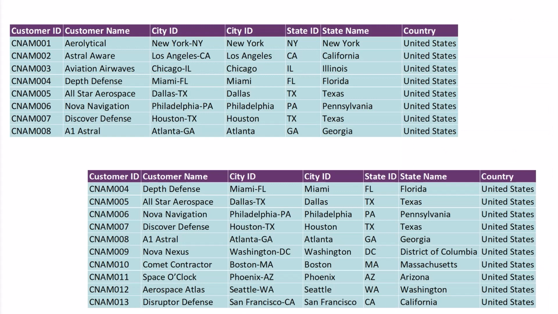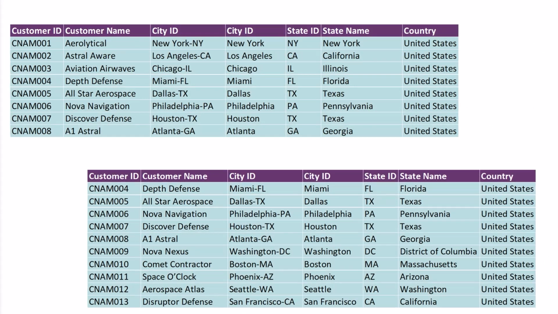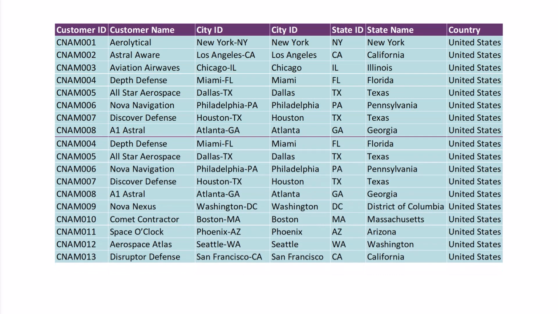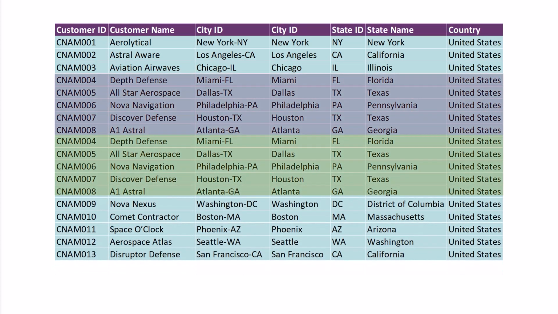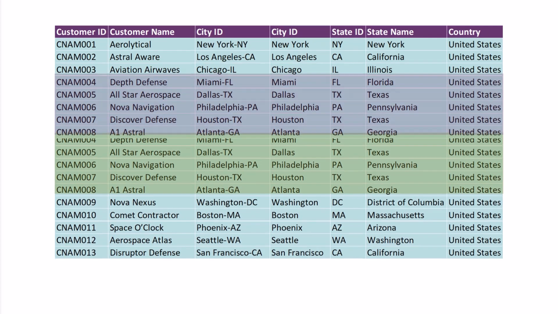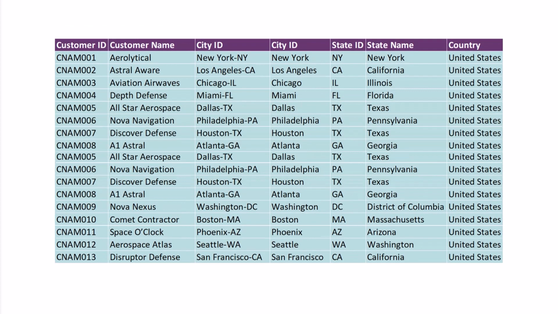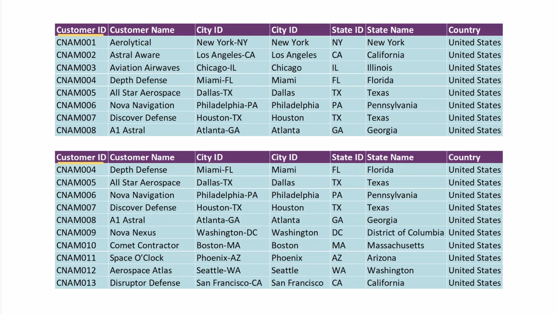A union operator will combine the results from two data queries. Union all will combine all the results from both tables, including duplicates, whereas union will only add unique results. Unions require that both datasets have the same columns with the same names and no extra columns.